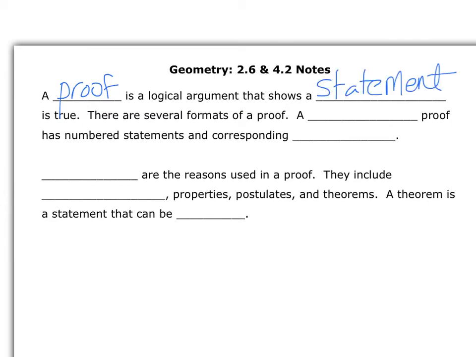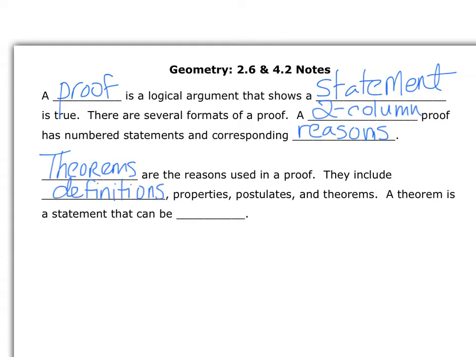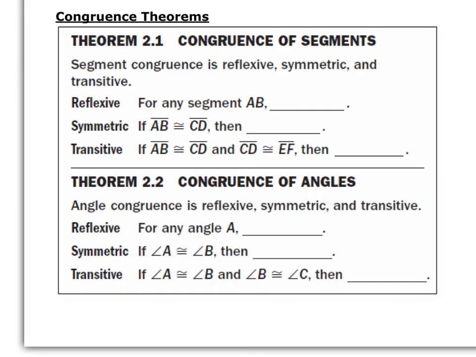There are several formats of a proof, and the one we've talked about before is a two-column proof, which has our numbered statements like we've been working on and corresponding reasons. The types of reasons that we use in our proof are called theorems, and they can include definitions, properties, postulates, and theorems. So a theorem is a statement that can be proven, and once we have proven something in a proof, that's why we can keep on using those same theorems throughout the different proofs that we'll see in the future. Here is a list of all the different properties that we could see again.